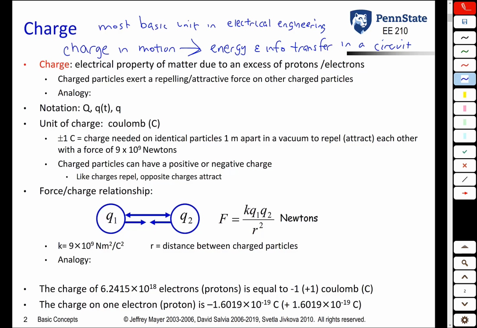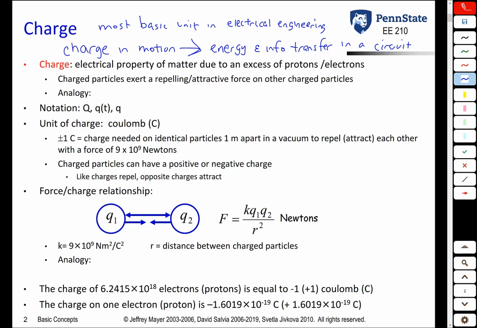You probably remember in a preliminary physics course, such as Physics 212, that all matter exhibits an electrical property known as charge, which happens when you have an excess of protons or electrons in an atom. Normally, an atom has the same number of protons and electrons. However, the electrons, which are in the outer shell of the atom, can often leave the atom, become free electrons, and that gives us an imbalance in the charge. And related to that, you probably remember that these charged particles exhibit either a repelling or an attractive force, depending upon whether there is a positive charge or a negative charge. We'll talk about that in a minute.